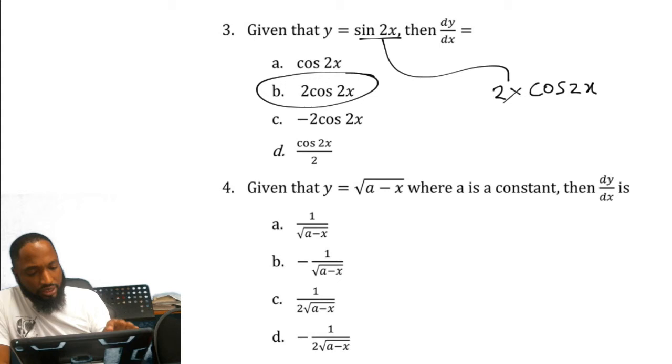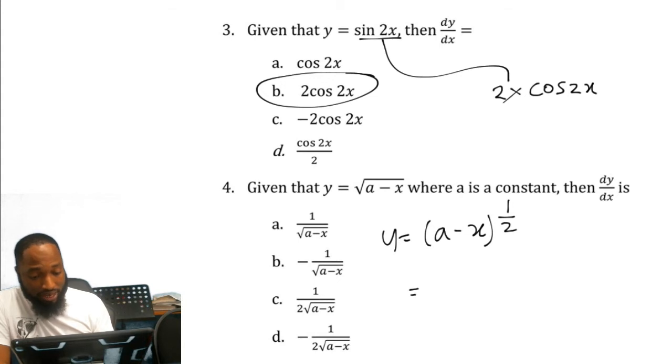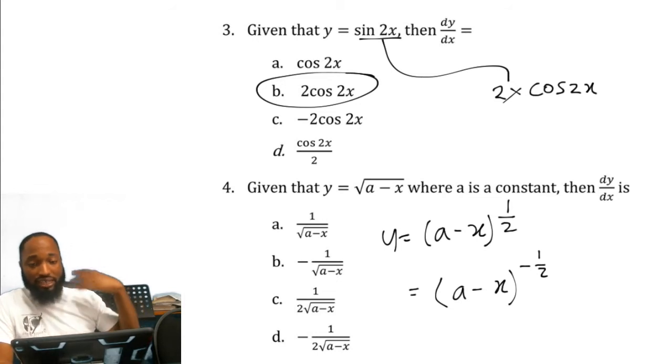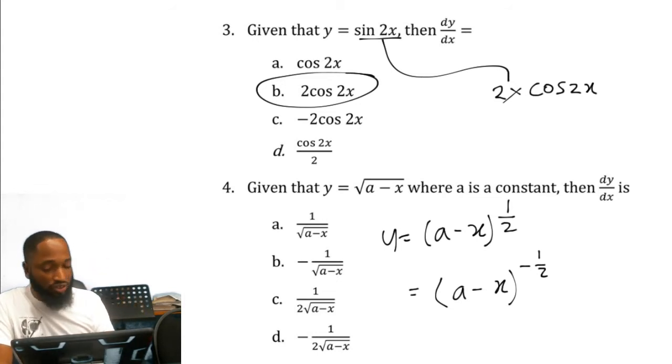Given that y is equal to that, when you see a square root, you should think of it as the power of a half. So if we differentiate that, we're going to drop the power by 1. We're going to end up in the negative a half realm, because a half take away 1 is negative a half. Because remember, that's how you differentiate the power: it drops by 1.